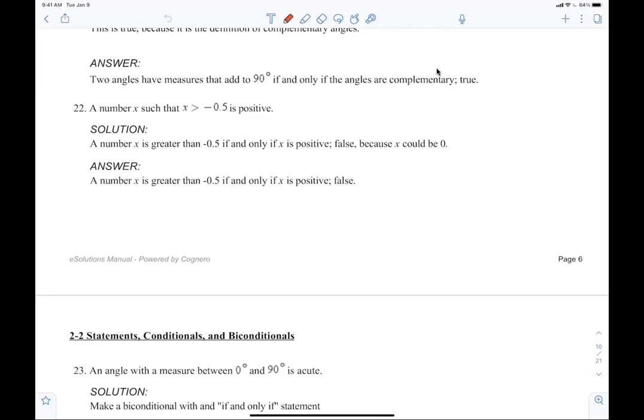Could you have written it as a number X is positive if and only if X is greater than negative 0.5? Say that again. A number X is positive if and only if X is greater than negative 0.5. Yes, that would be the converse, right? No, the first statement goes first, the second statement goes second. I thought you were asking me about the converse. You check the converse to see if it's true, right?